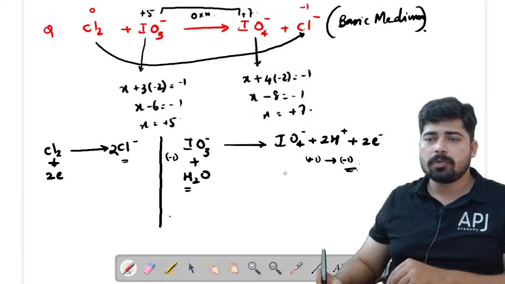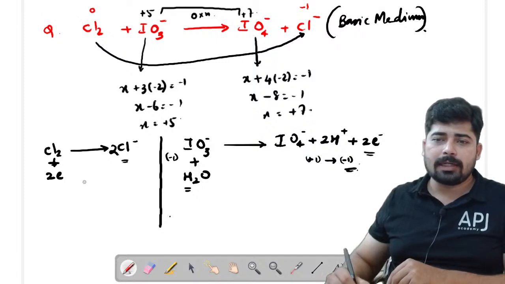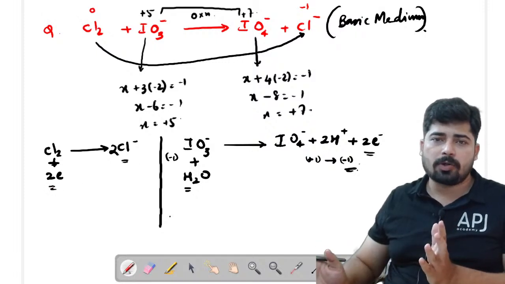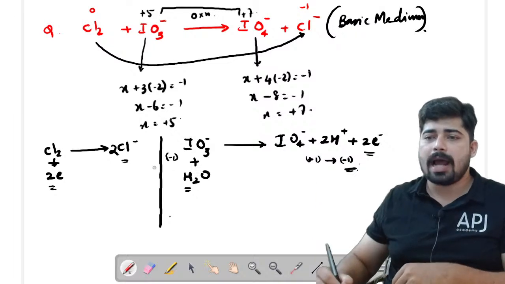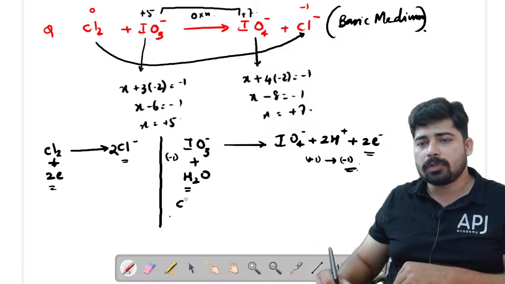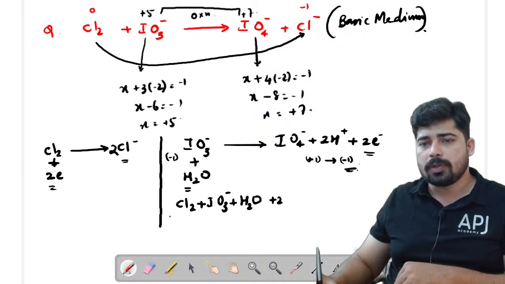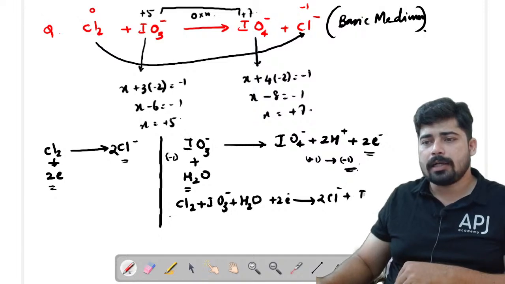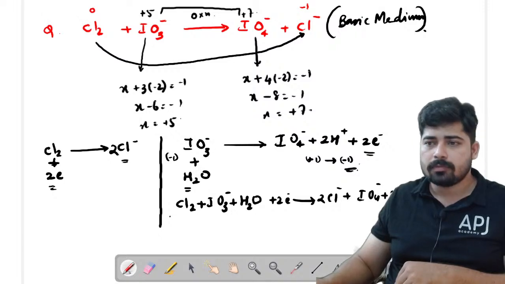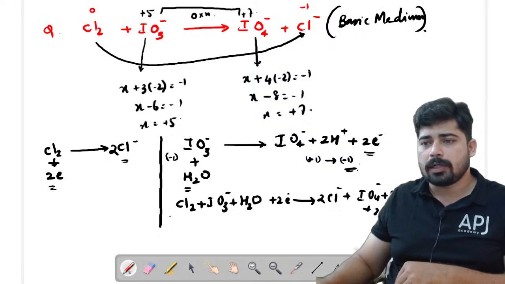Now what you have to do? Here it's 2 electrons, here it's 2 electrons. So now the electrons are also equal on both sides. So now you can add both the reactions. So adding both the reactions, we get Cl2 plus IO3- plus H2O plus 2 electrons, giving 2Cl- plus IO4- plus 2H+ plus 2 electrons. So cancel the 2 electrons.